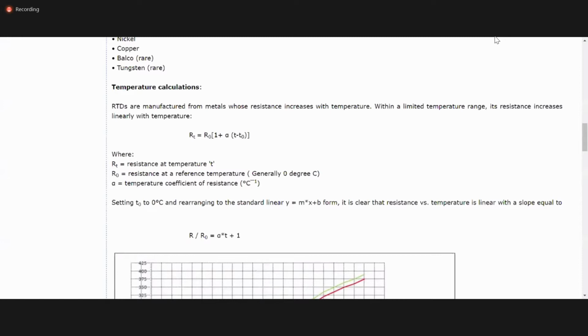What is alpha? That is not A. It is alpha, but it is looking like A. Okay. It is appearing like A. Yes, sir. What is alpha? Temperature coefficient of resistance. Okay. 1 minute, students.